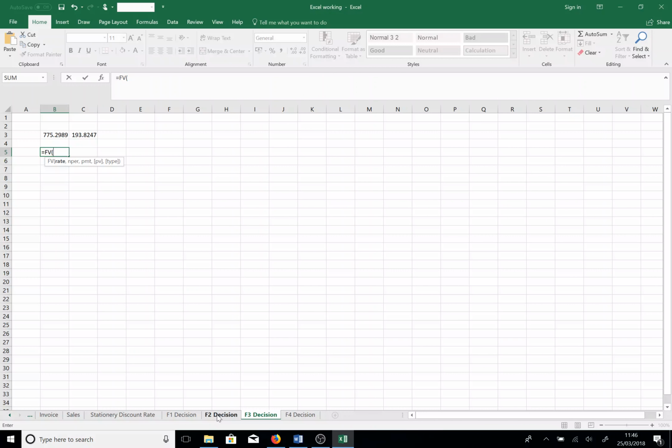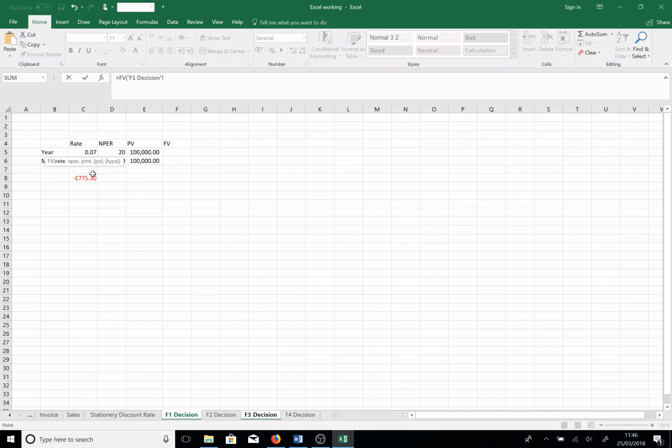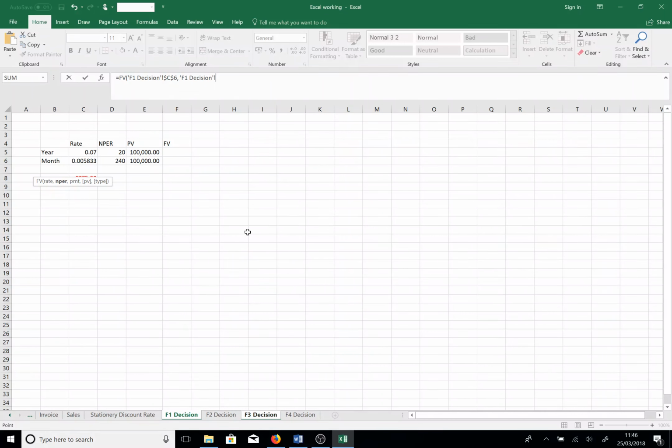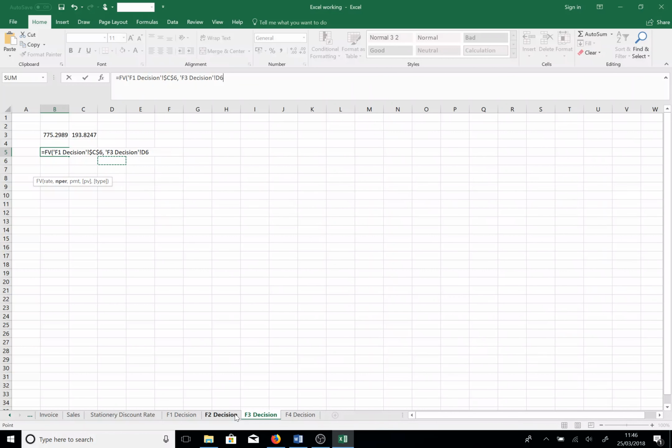Take the rate, which would be down here. Can move that out of the way. Put F4 here. N per, number of periods. It's here. And then I'll put the input here. And then put the payment amounts up here. Voila.